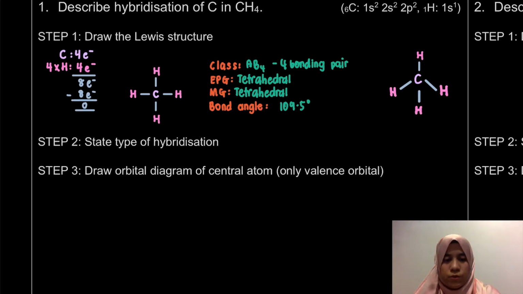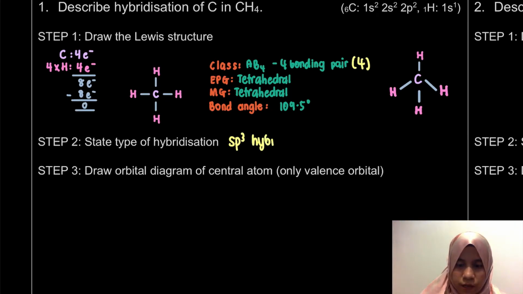Okay, so state type of hybridization. Because we know AB4 ni total electron pair dia 4. So, kalau 4, maknanya sp³ lah. 1s tambah 3. 1s tambah dengan 3 p orbital kan. So, dapat 4. So, type of hybridization is sp³ hybridized.